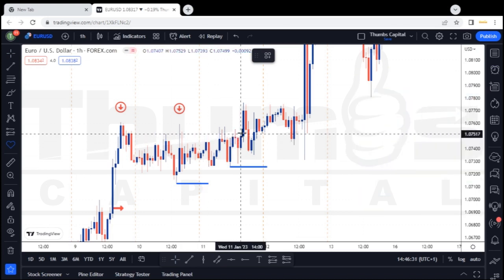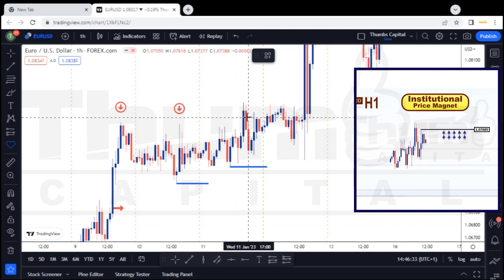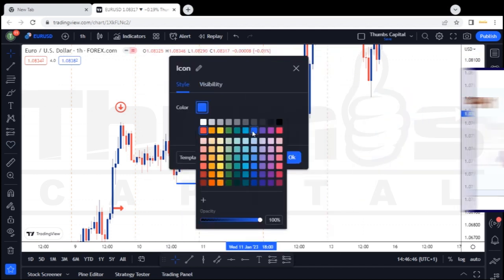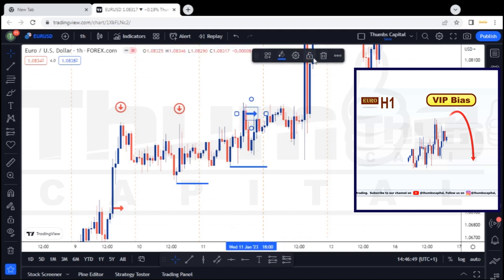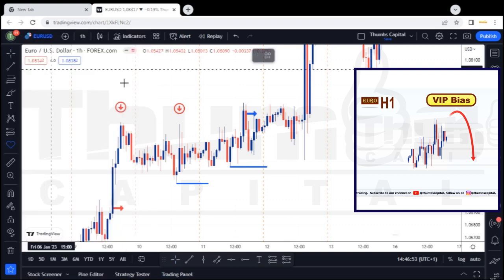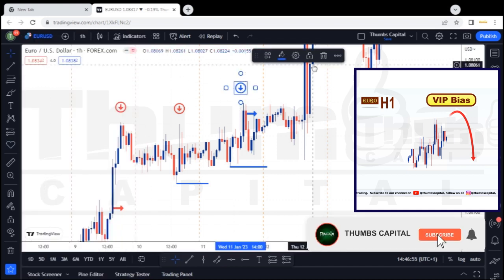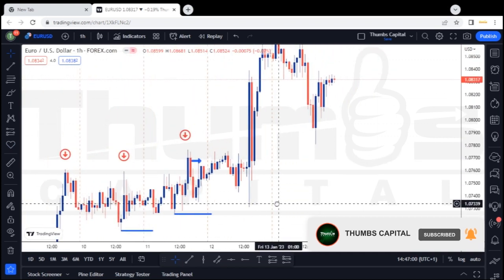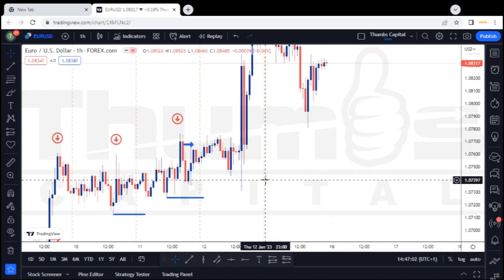On the same day, we got a bullish price magnet at 1.07685, as you can see from the screenshot. Let's mark that on the chart. The VIP bias still points at an impending bearish reversal, so we will mark that also. And that is it for that day. The next day is Thursday, 12th of January, and as usual, we got the data for the day.